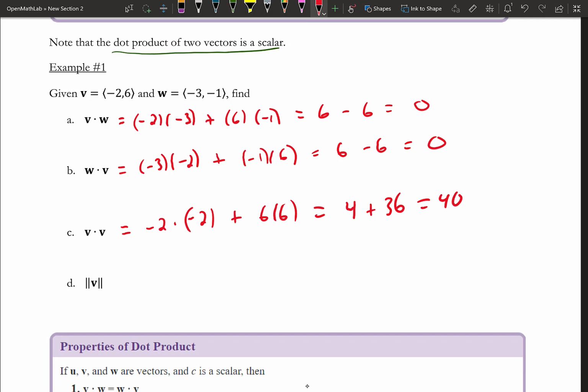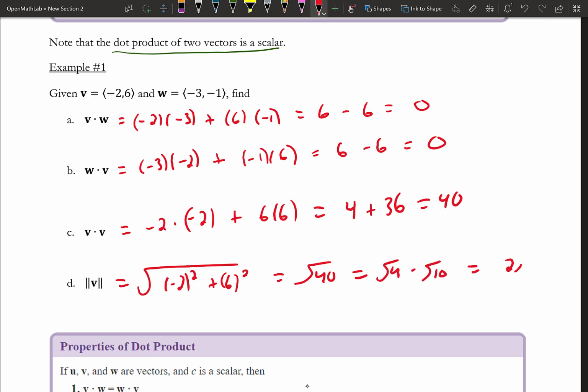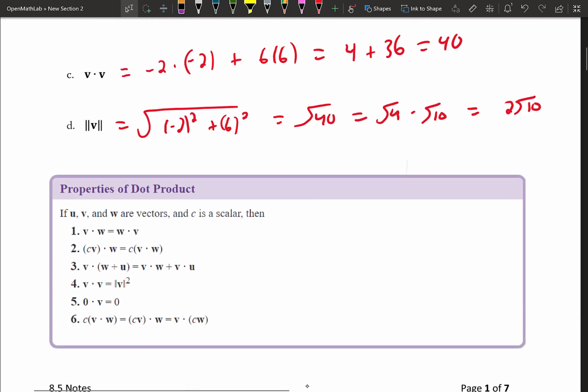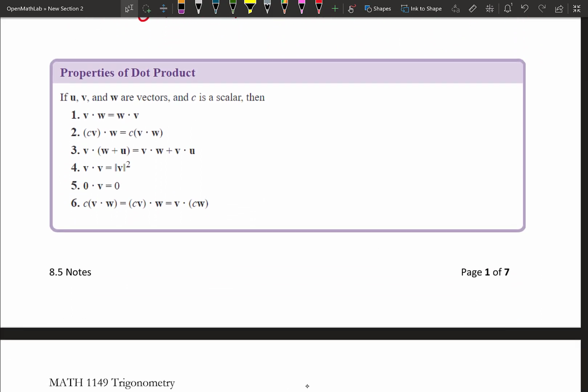Right? The modulus of v is equal to the square root of -2 squared plus 6 squared, which equals the square root of 40, which simplifies: we can do radical 4 times radical 10, which equals 2 radical 10. Right? So A, B, and C, we're just using the dot product, and then the modulus of v, something we've done before, right? So then here are some properties of the dot product, right?